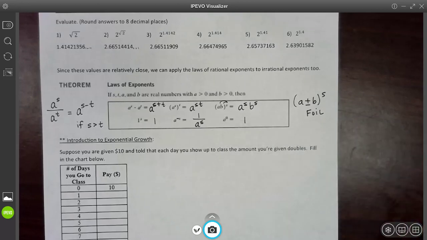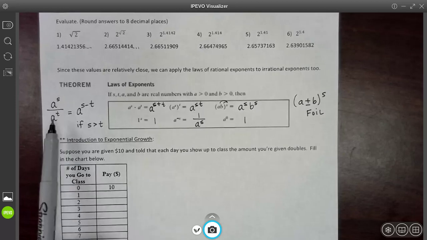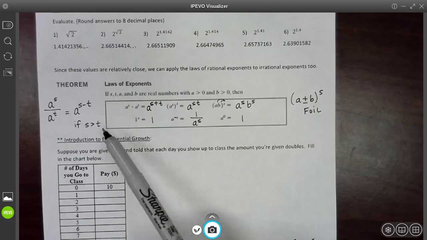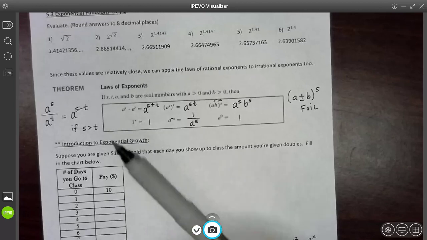So these are all of our exponent rules. They're just saying that now we're going to be able to use these exponent rules when the exponent is an irrational number, not just a rational number. And then I added this one over here, the subtraction. When you're dividing, you subtract and you put it back wherever the bigger exponent was. So if s is bigger than t, we'd put it back on the top.